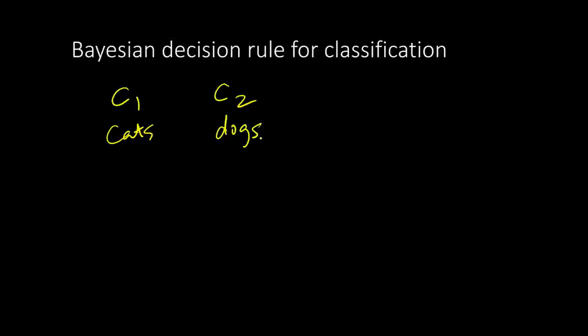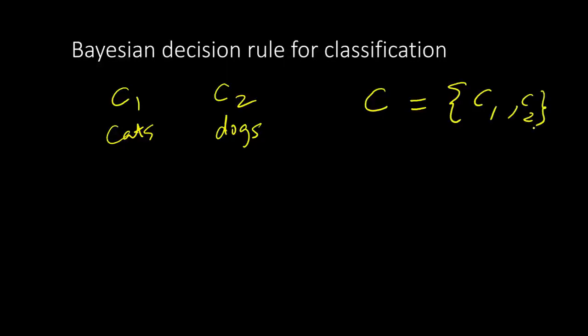And for these classes I will measure some features. For example, let's say the slant of the eyes, or the relative size of the nose compared to the rest of the face, and so forth. And based on that, I should be able to classify between cats and dogs. So I have a class variable C, and this class variable can be either C1 or C2.